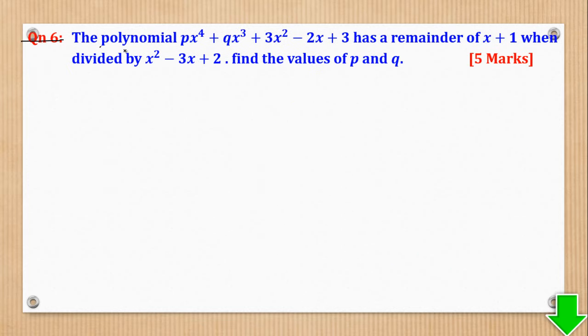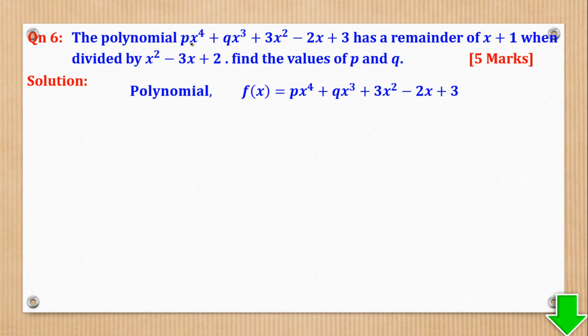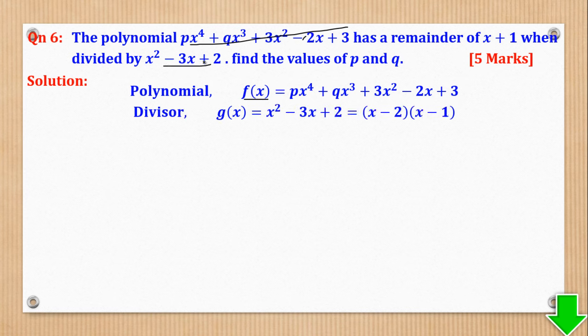Question 6 says the polynomial this has a remainder this when divided by this. Find the values of p and q. Okay. So first of all, you need to identify the polynomial. This, we shall call it fx. Then the divisor is this. It has a symbol gx. So we need to factorize it. We shall see why. Then the remainder is this.